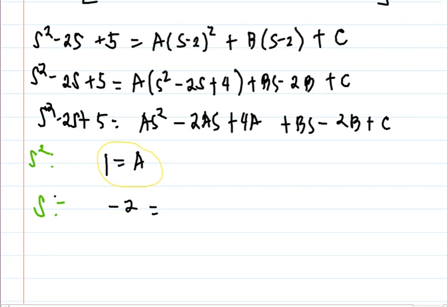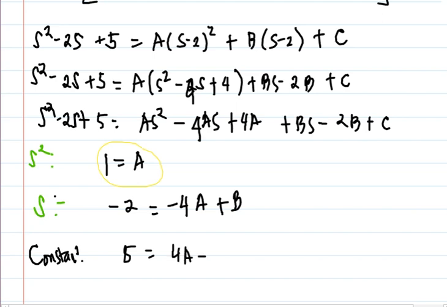Okay, take note, we made a mistake in squaring s minus 2 squared, so this is negative 4. Negative 4, guys. So, negative 4As. So, negative 2 is equal to negative 4A plus B. Next, for the constant, we have 5 on the left, and on the right, we have 4A minus 2B plus C.